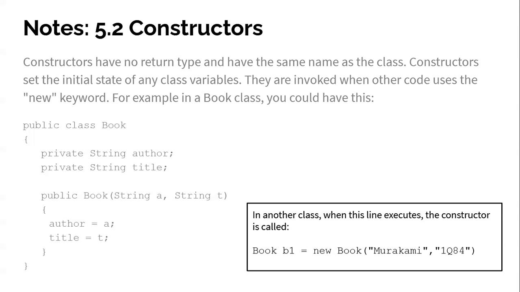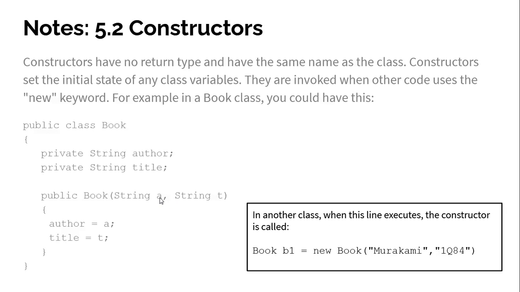Constructors. We talked about this last week. Constructors have no return type, and they have the same name as the class. So what constructors do is they set the initial state of all the variables, all the attributes. So for example, here's a book class. You can see it's got private string author, private string title, and then the constructor accepts the author and title and then sets those variables to those values.